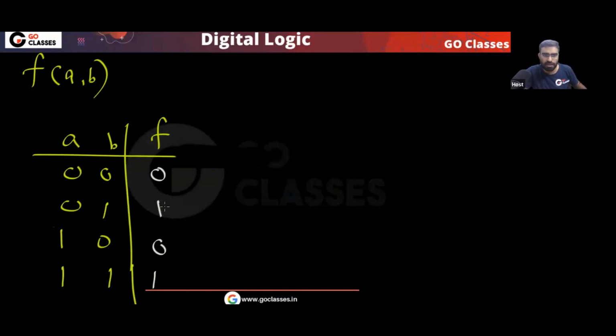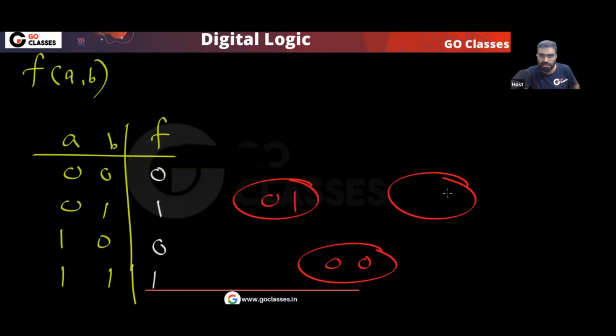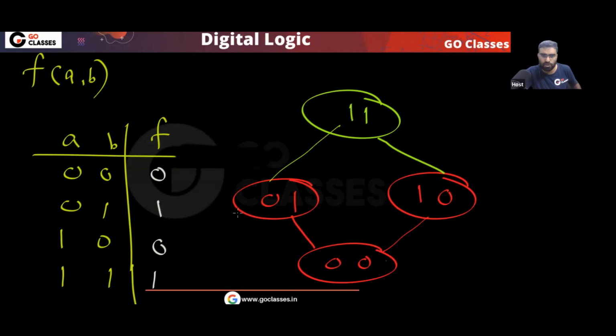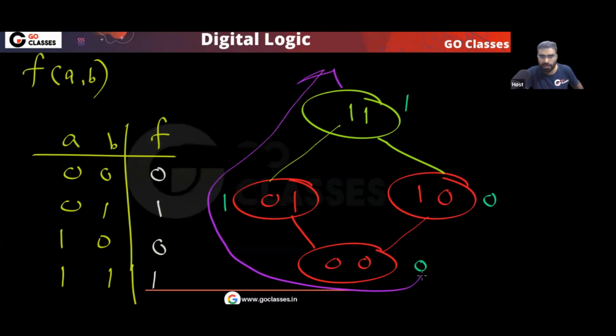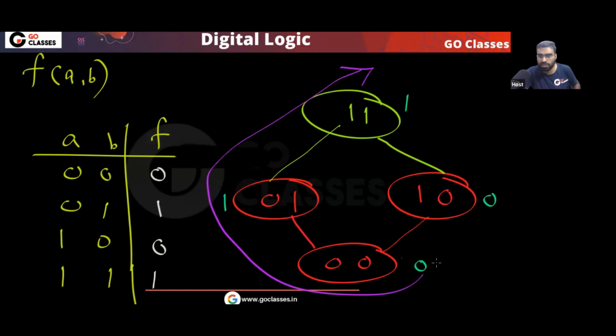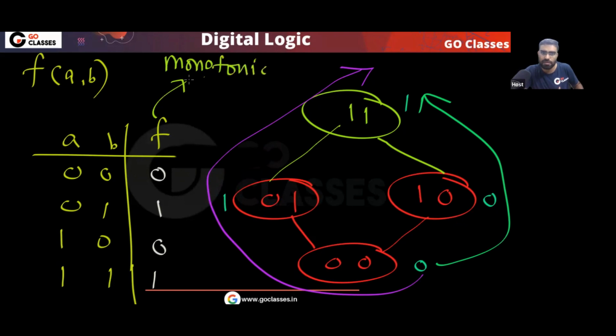So for this function, what is the lattice? If you notice, the lattice is very simple. Start at 0 0. If you change a single variable from 0 to 1, you get these two things. Changing a single variable again from 0 to 1, you will get 1 1. Now here the function value is 0, here 1, here 0, here 1. On every upward path, what is happening? On this path, the value is not decreasing. On this path also, the value is not decreasing. So I can say this function is monotonic. Is this clear? I hope you understood.